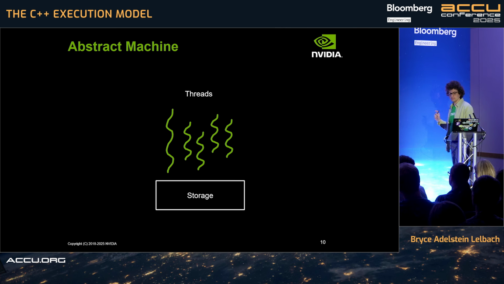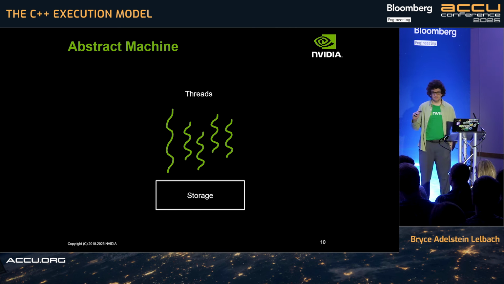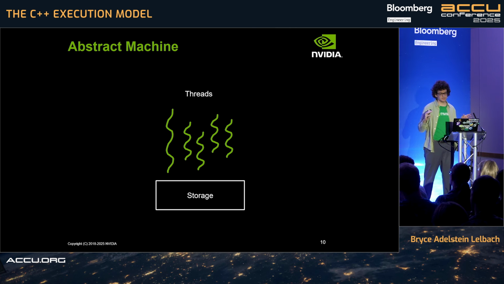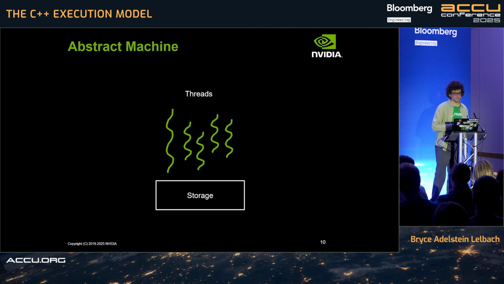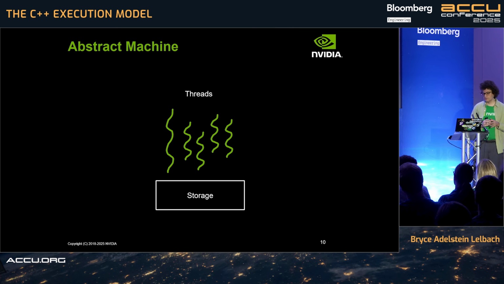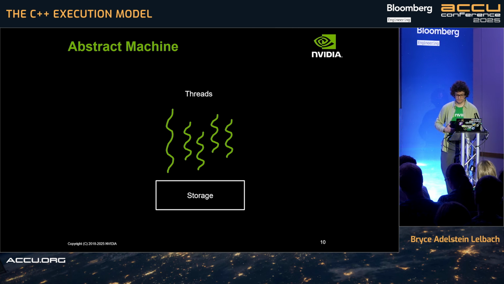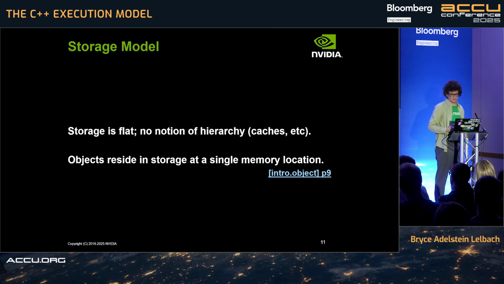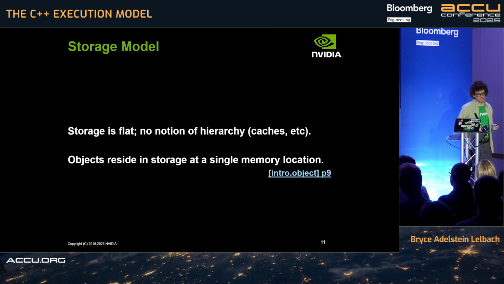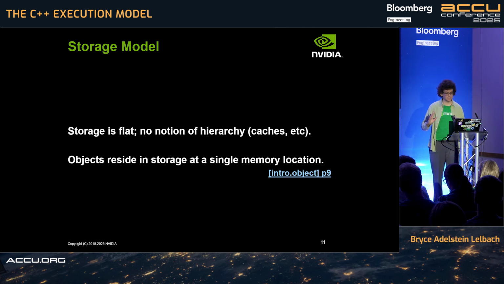So the abstract machine's model is very, very simple. It is a collection of threads that execute operations on objects that reside in flat global storage. And so there's two key components here: threads and storage. So storage is flat. It has no notion of hierarchy, no notion of caches, etc., as far as the abstract machine is concerned. And objects reside in storage at a single memory location. Every byte has a unique address, and no two bytes will have the same address.